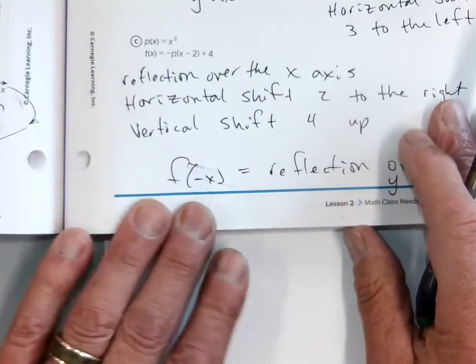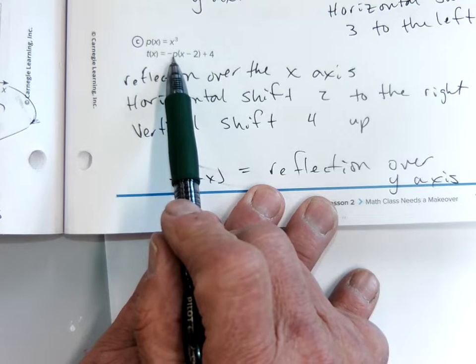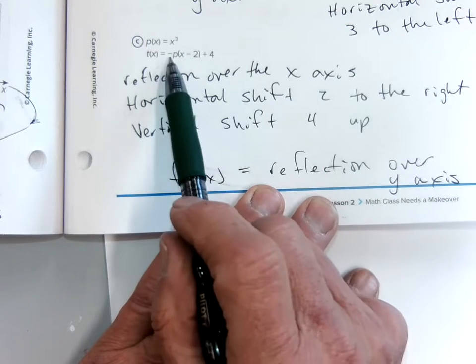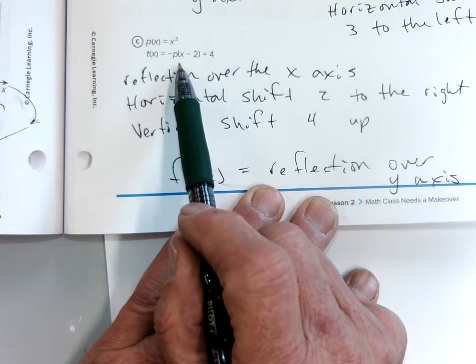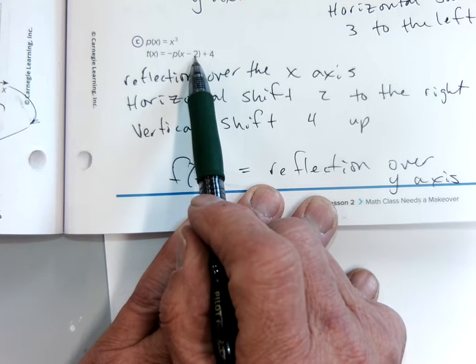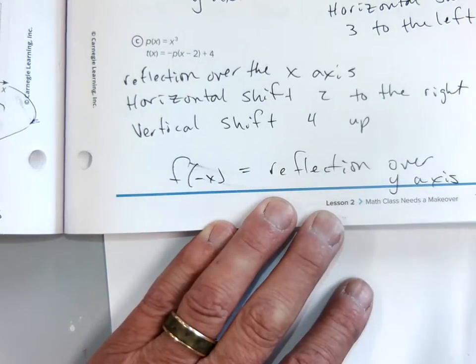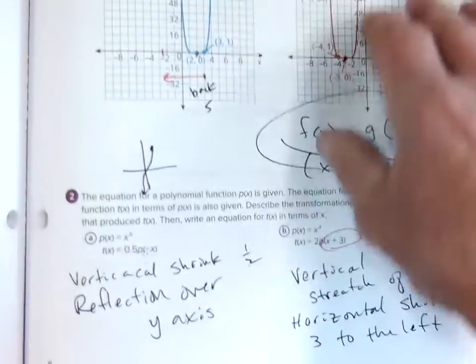We looked at c, and 3 things happen with c. 1, because of the negative here, it's a reflection over the x-axis. It's upside down. We know also that it was shifted 2 to the right, because the minus 2 is the opposite, to the right, and then it was moved vertically up 4. Okay, so that was what we talked about.